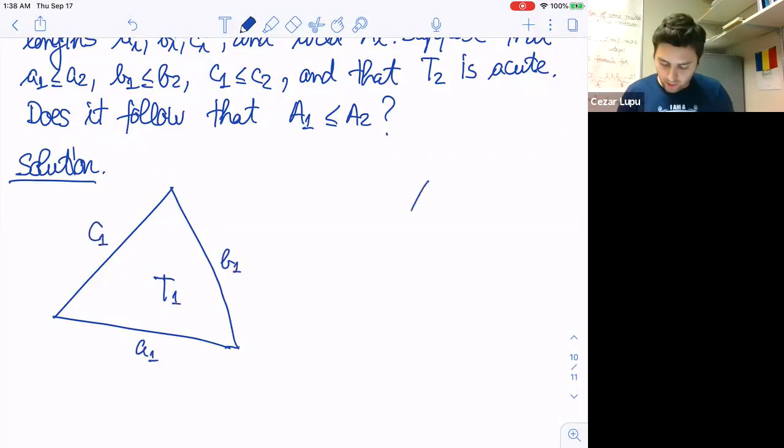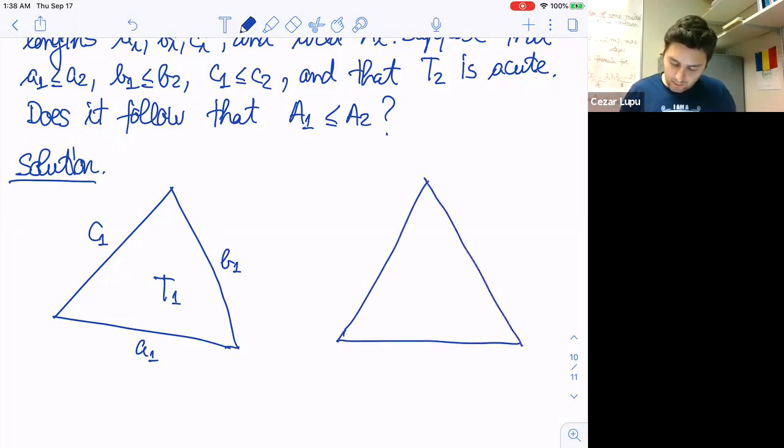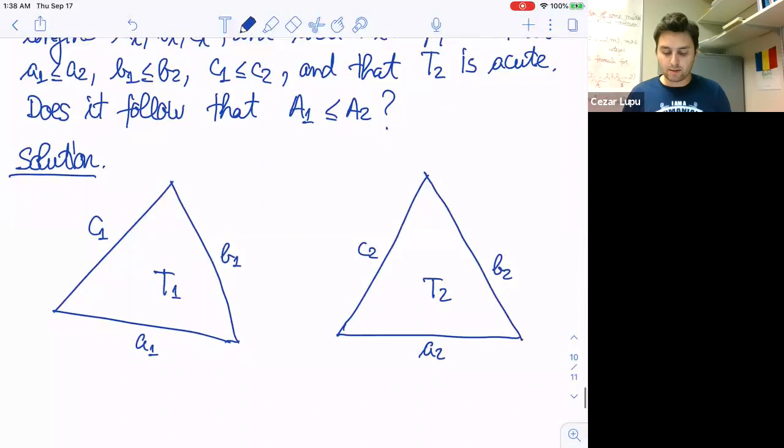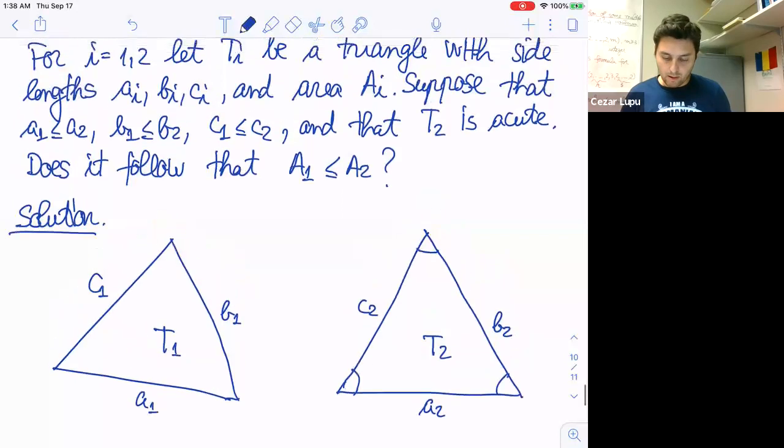And we have here the triangle 2. So this is T2, with a2, b2, c2. And we know that a1 is less than a2 and so on. But also I know that the second one is an acute angle triangle. So this means that each angle is less than 90 degrees.